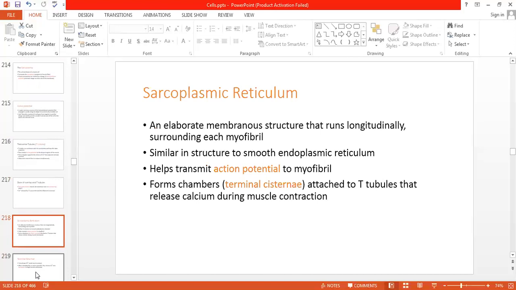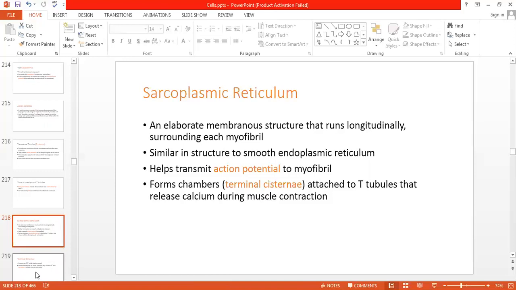Sarcoplasmic reticulum: an elongated membrane structure that runs longitudinally, surrounding each myofibril, similar in structure to the smooth endoplasmic reticulum. It helps transmit the action potential to the myofibril, meaning it gives the electric current to the myofibril for contraction and relaxation. It forms chambers, the terminal system, attached to the tubule, that release calcium during muscle contraction.